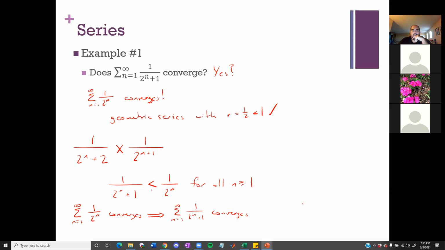So basically, here are the two pieces of evidence that I need. I need this inequality. That's one. And I need to be able to justify that this geometric series converges, which we did previously.